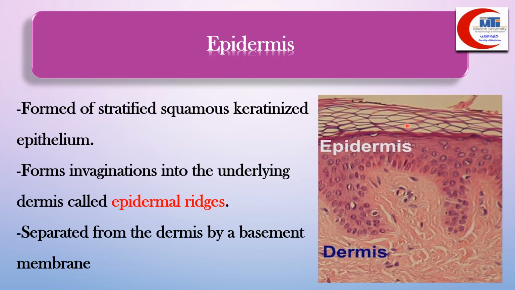The epidermis is formed of stratified squamous keratinized epithelium. It forms invaginations into the underlying dermis. These invaginations are called epidermal ridges. The epidermis is separated from the underlying dermis by the basement membrane. This is the dermis, and this is the epidermis, separated from the underlying dermis by the basement membrane of these cells.